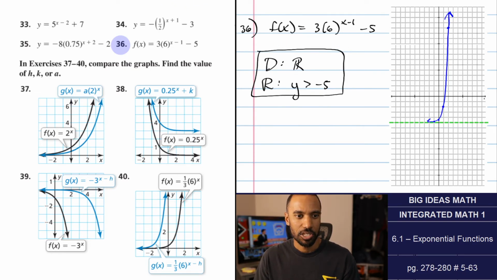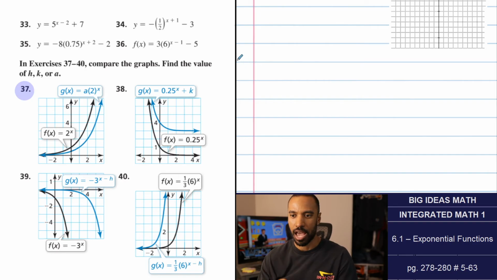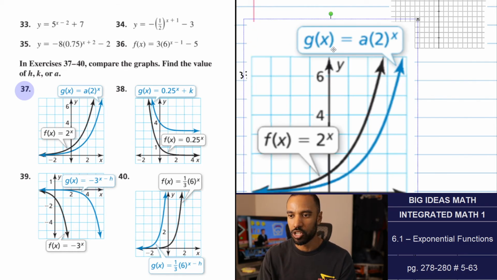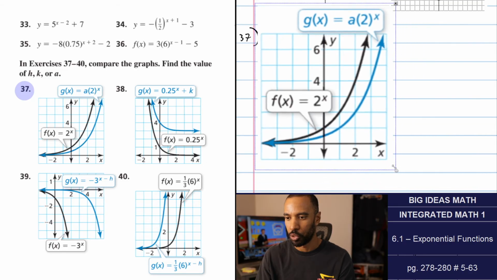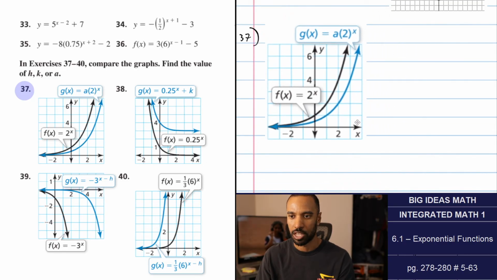Okay, guys, in exercise 37-40, compare the graphs, find the value of h, k, or a. It sounds like they're only doing one of these at a time. It's best that I probably copy and paste these graphs as we go along. Oh, they actually even give you a heads up on which one it's going to be. I didn't notice that. So they give you the parent function in black, the transform function in blue, and we're asked to determine what the thing is based off that.